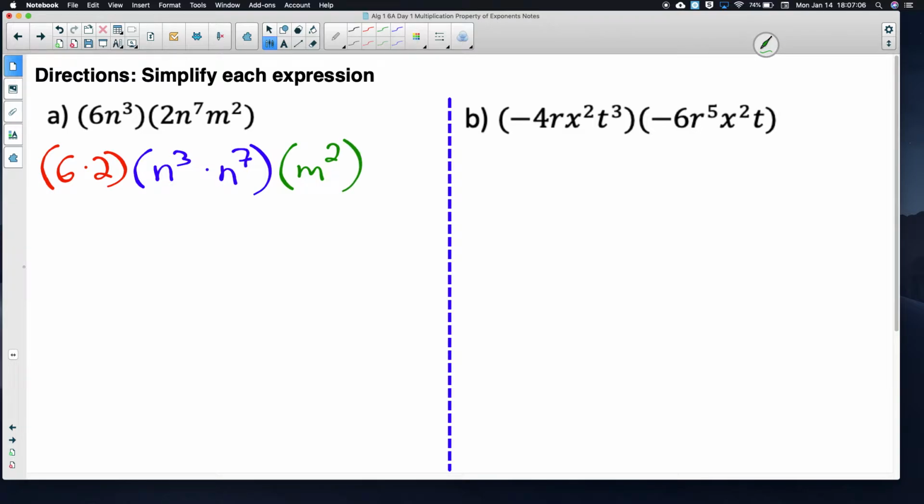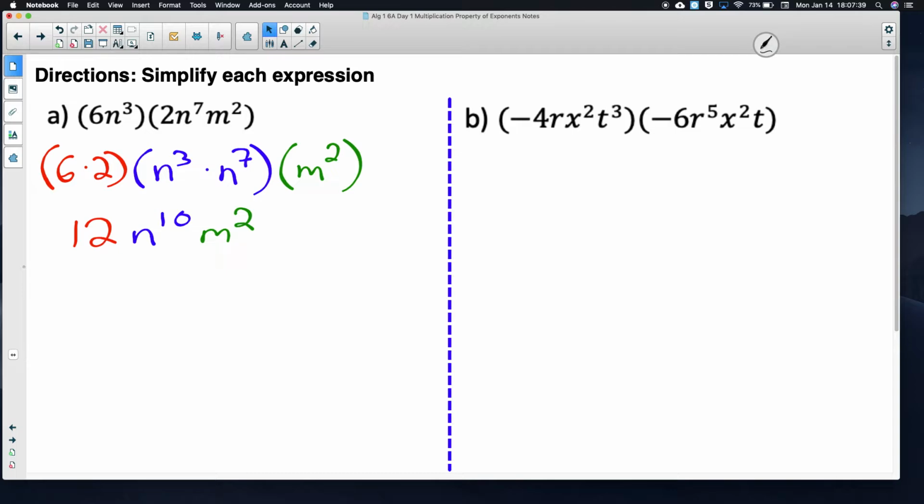Now, I can do this in math. When I'm multiplying all these different values together, I can rearrange them, and that's going to make my life a little bit easier, because once I group them together, I can just multiply. 6 times 2, that's 12. N cubed times n to the 7th power: the base stays the same, and all I need to do is add those exponents together. 3 plus 7 is 10. And then last but not least, I've got m squared.